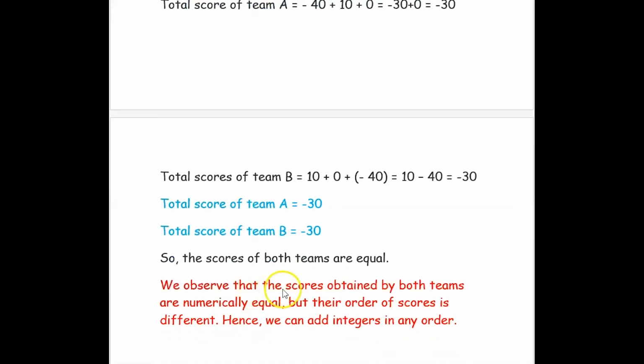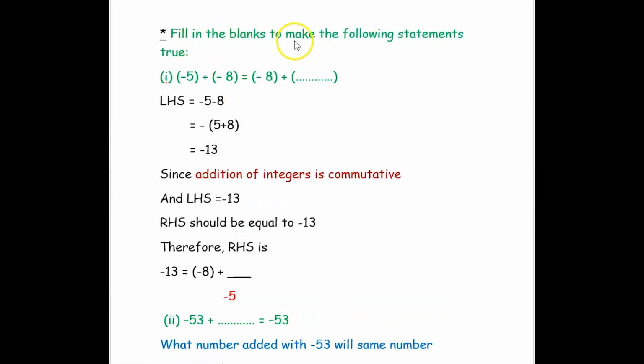So we observe that the scores obtained by both the teams are numerically equal, but their order of scores is different. So hence we can add integers in any order. Next question is, fill in the blanks to make the following statements true.